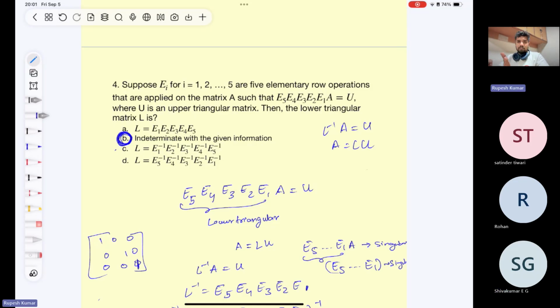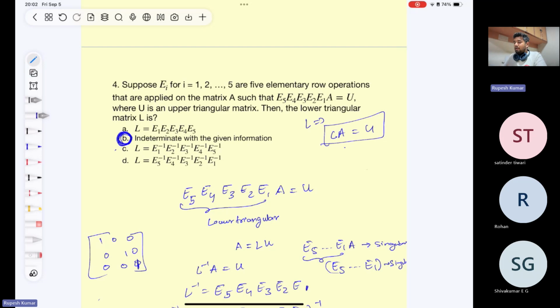This is not just the safest answer, there is nothing wrong in this answer. This is the correct answer and this is the only answer. Why? Because the question says, does some lower triangular matrix L exist such that L times A equals U for each matrix A? The question is, is this true for all matrices A? The answer is no, first of all. And option B says indeterminate with the given information.